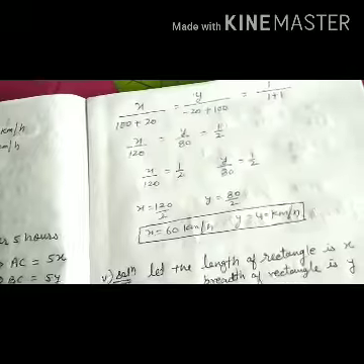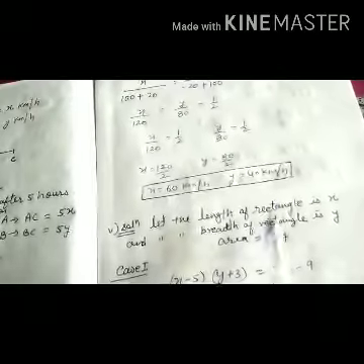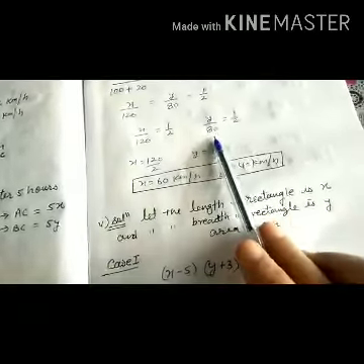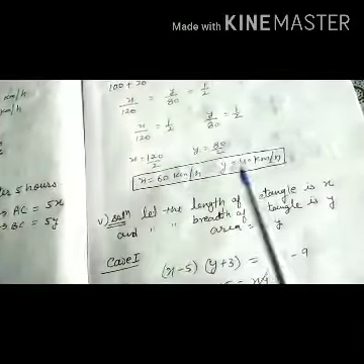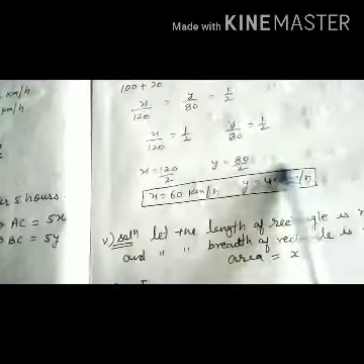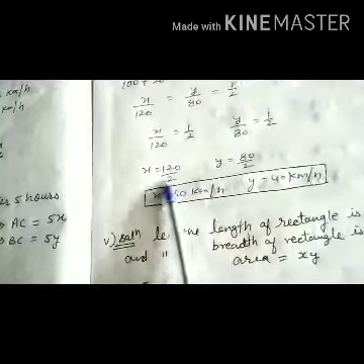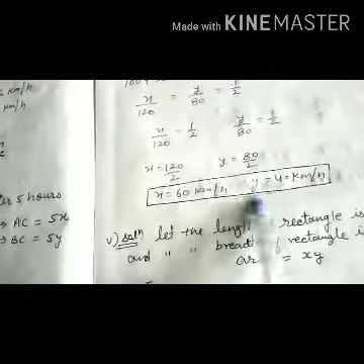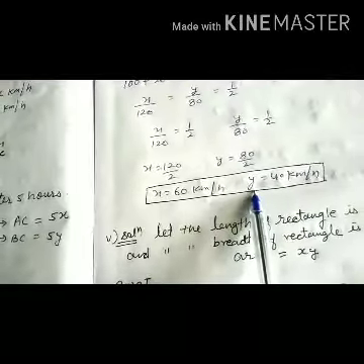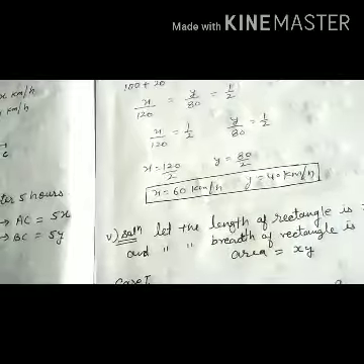Now we will put x upon 120 is equal to 1 upon 2, and y upon 80 is equal to 1 upon 2. The value of x we have is 60 km per hour and the value of y we have is 40 km per hour. So the speed of car A is 60 km per hour and the speed of car B is 40 km per hour.